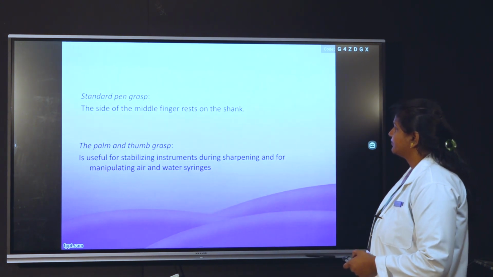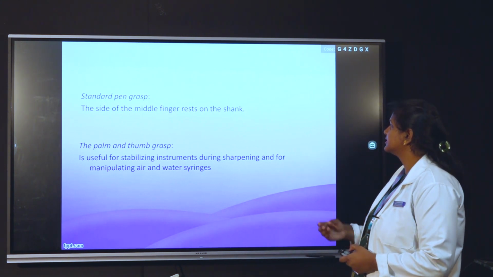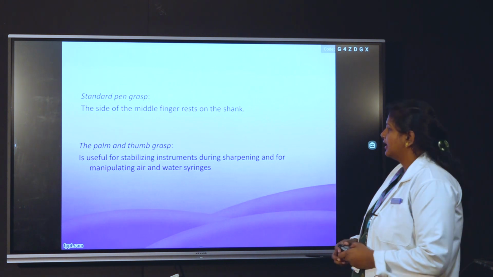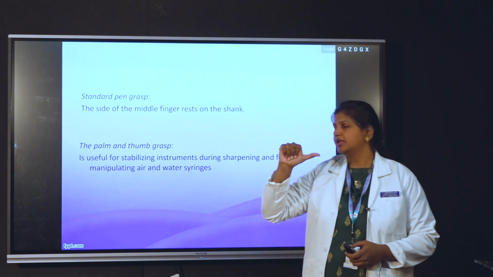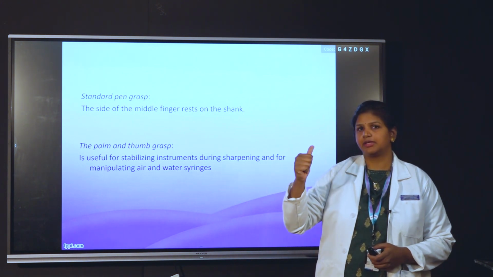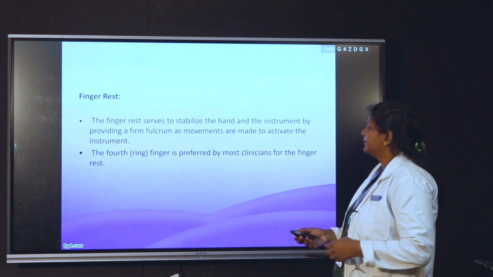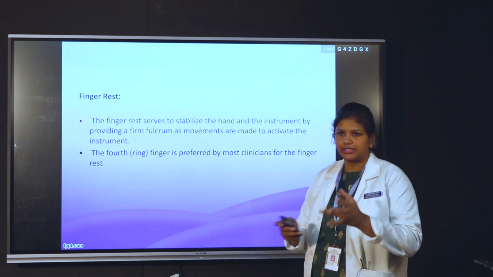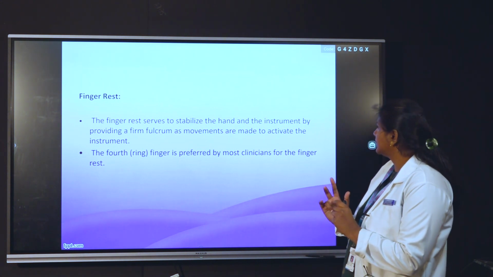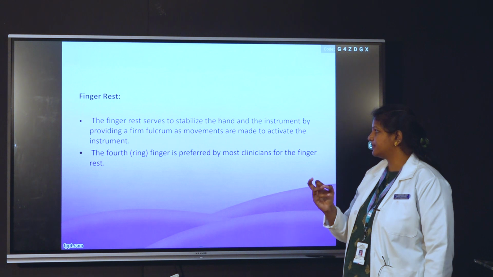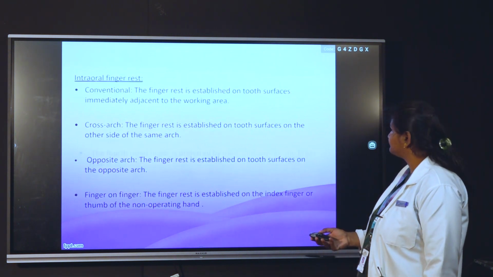In the standard pen grasp, the middle finger rests on the shank. And the palm and thumb grasp is where we use our palm and thumb. This is used when we sharpen the instruments or while using a water syringe. Coming to the finger rest, the 4th finger is taken as a finger rest, so that it provides a firm fulcrum for the instrument.